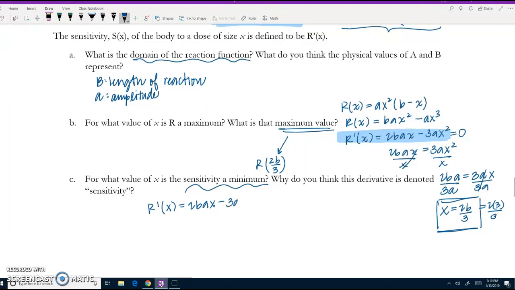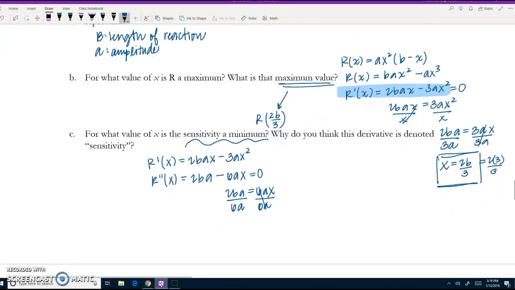So sensitivity is defined as 2bax minus 3ax squared. We can take the next derivative to find when the sensitivity is the minimum. And that's going to be 2ba minus 6ax. And we set that equal to 0. So 2ba equals 6ax. Divide both sides by 6a. And so in this case, our a's will cancel. We can simplify that expression to b over 3 is equal to x. And again, you could sub back in if you want the actual output value.